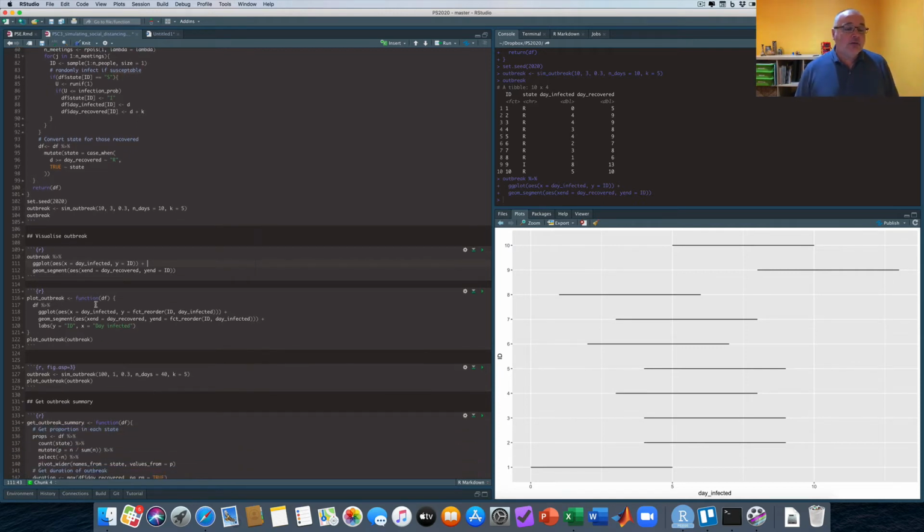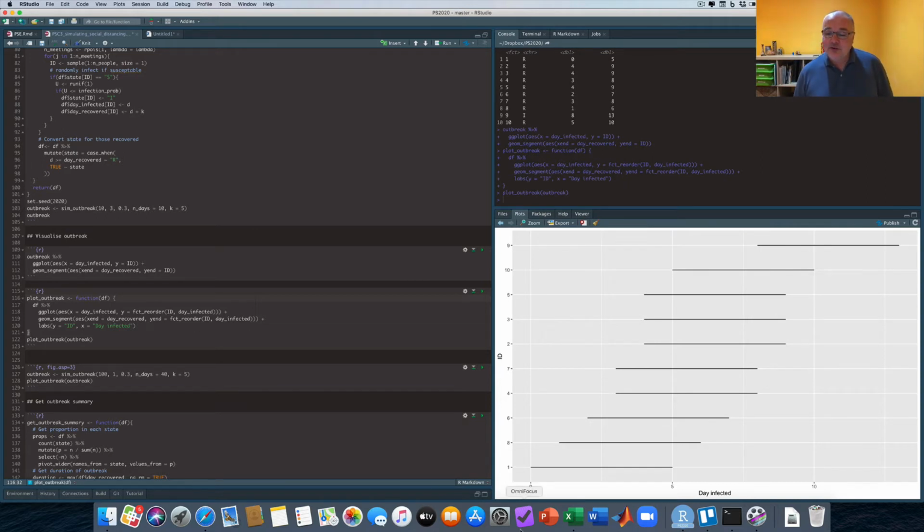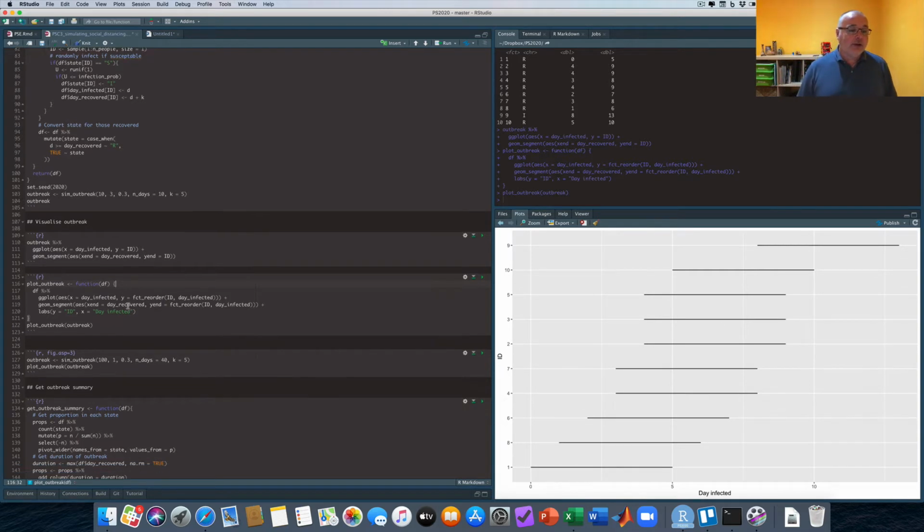What I'm going to do is make myself a nice little function to make this a bit nicer. All it does is order them, so we can see as people get infected. And we can see in this case that our infection went to that point there. So now that looks pretty good.